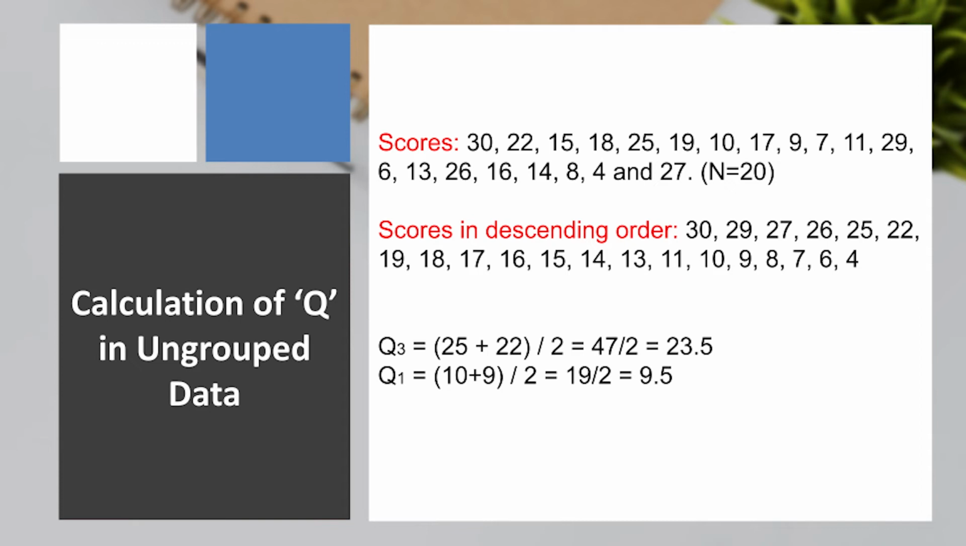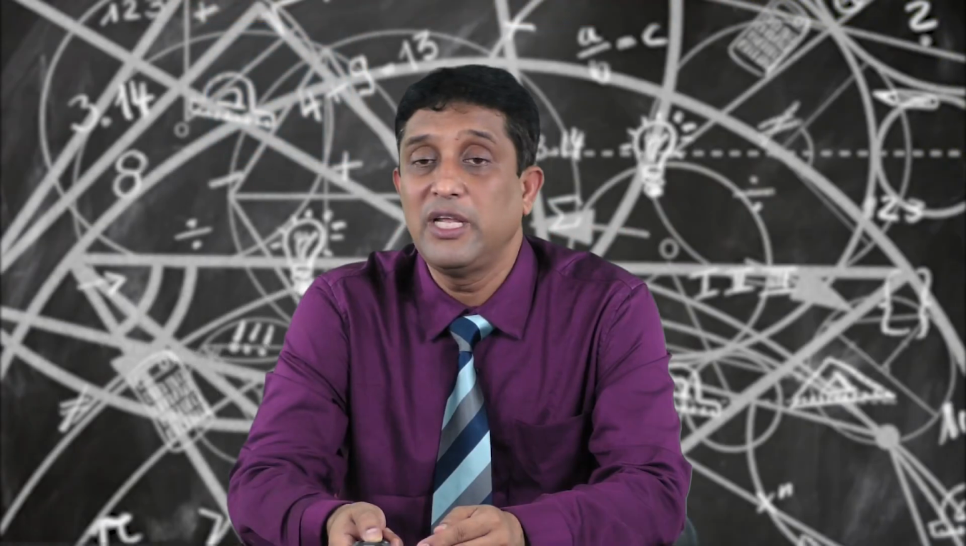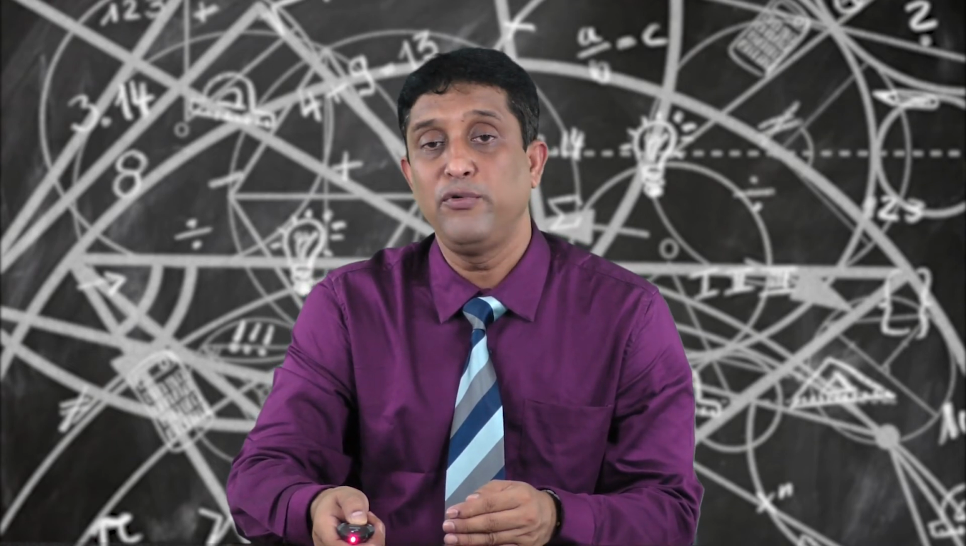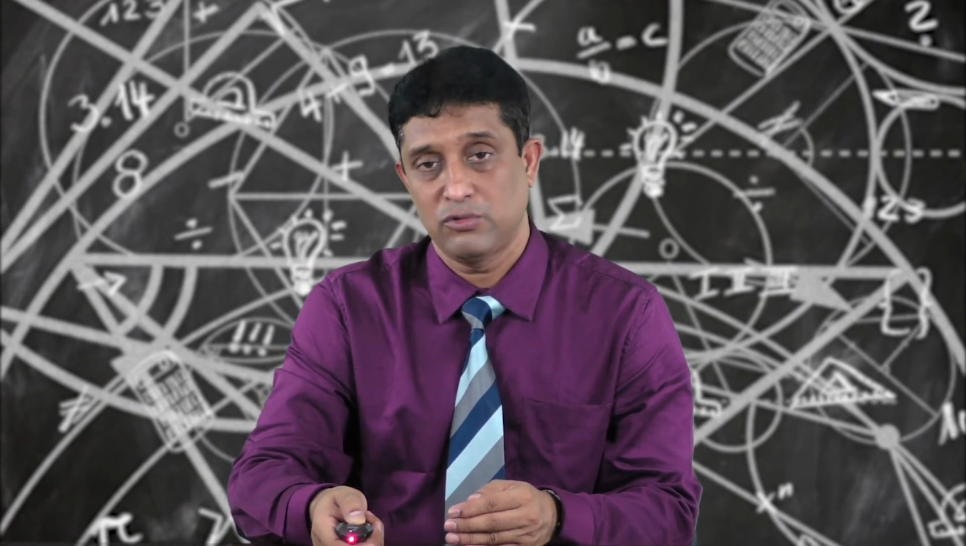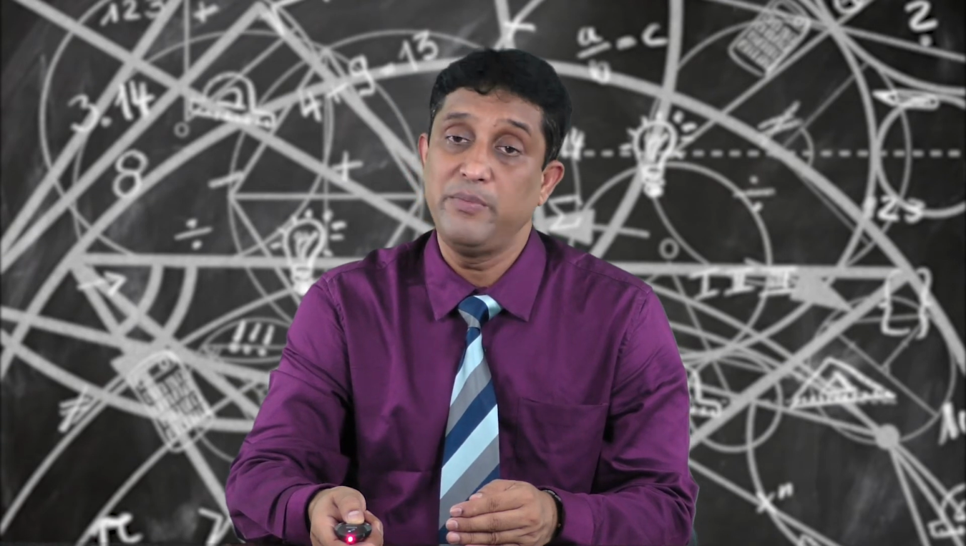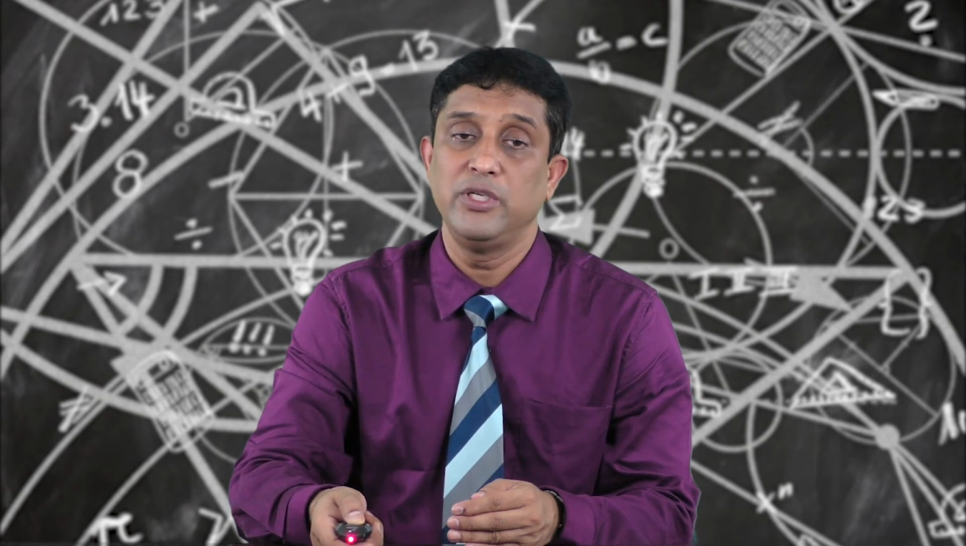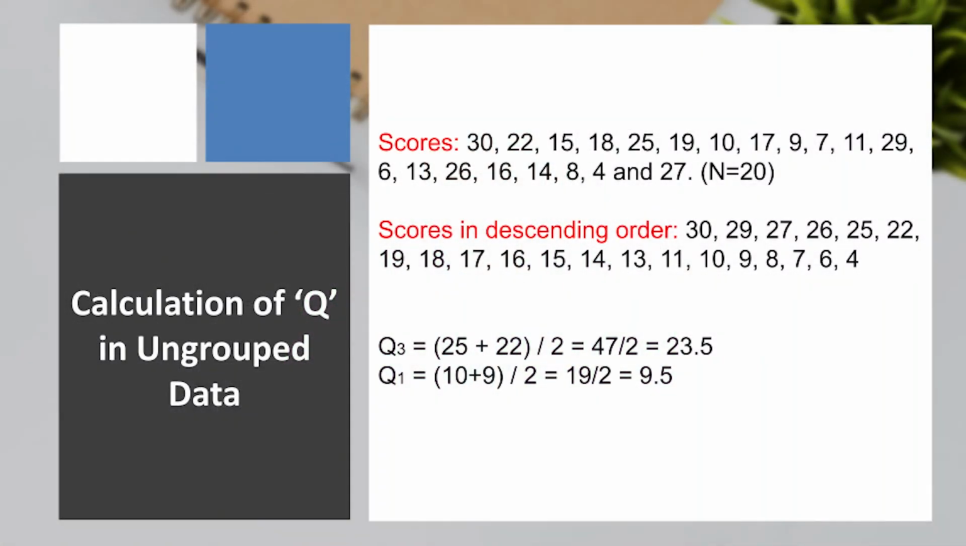So here you see the 15th score is 25 and the 14th score is 22. Your third quartile point is in between these, because you cannot take 25 or 22. If you take 25, then above it only 4 scores are there, which is not 25%. So you have to find the midpoint of 25 and 22. So here I have done 25 plus 22, that is 47, divided by 2, which is 23.5.